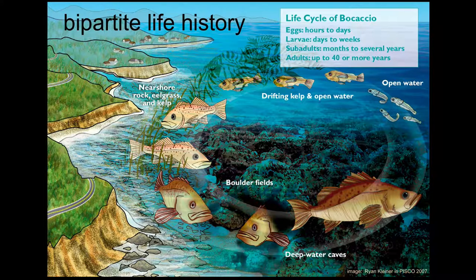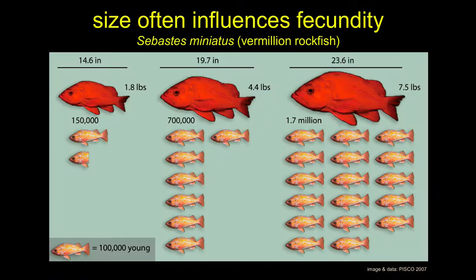So this so-called bipartite, or two-part, life history that leads to open population dynamics makes it much more complex to figure out: is our population healthy? Is our population stable or whatever? Basically until it's too late.